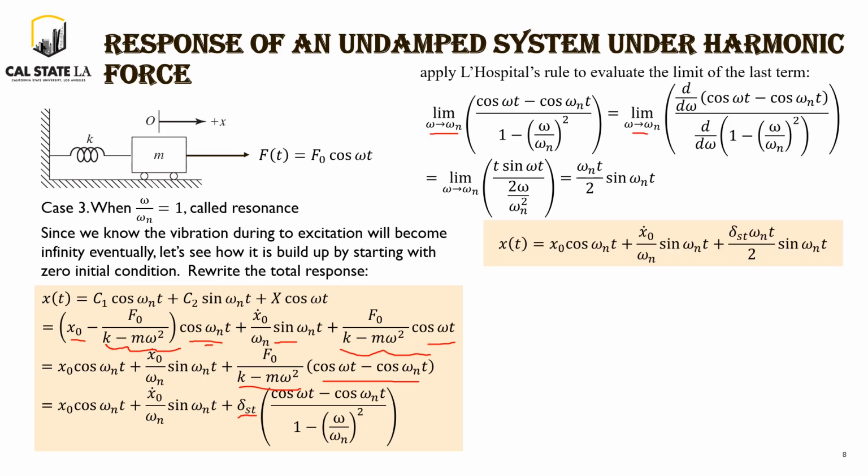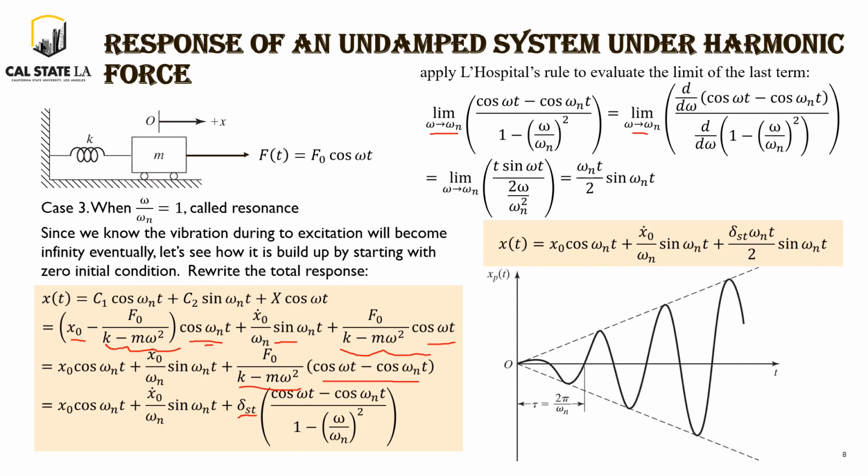And we can put this together to find the response x(t), that is equal to x0 times cosine omega n t plus x dot 0 over omega n times sine omega n t plus delta st times omega n t over 2 times sine omega n t. And if the initial conditions are 0, say x0 is 0, x dot 0 is equal to 0, the two terms will be gone.